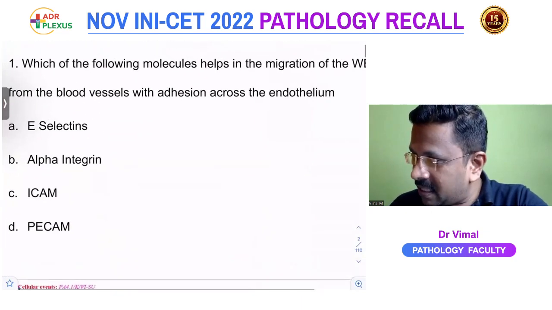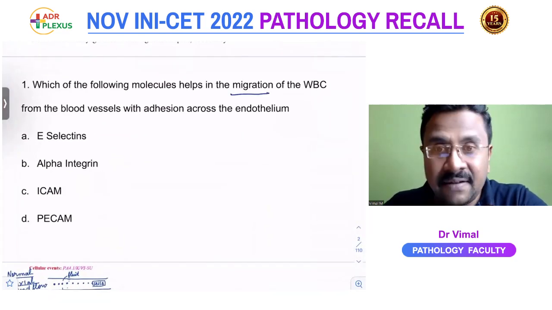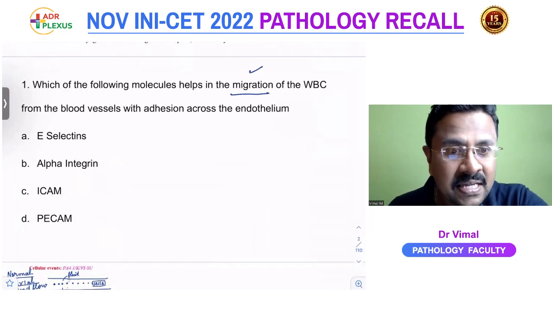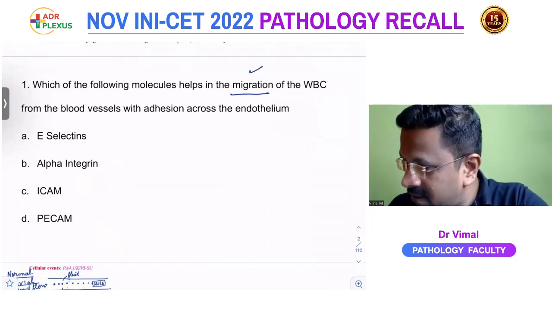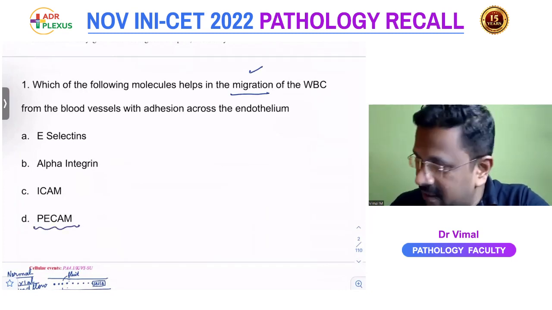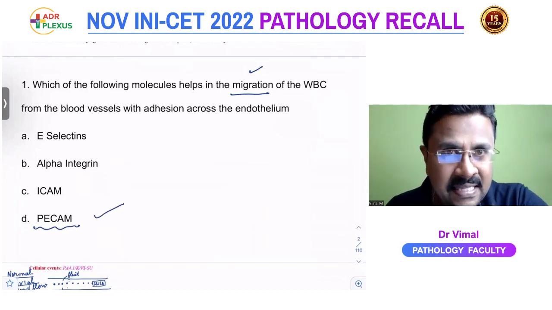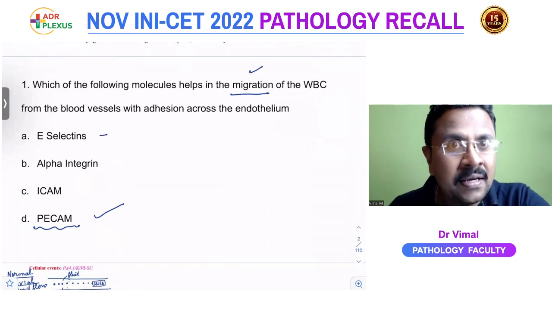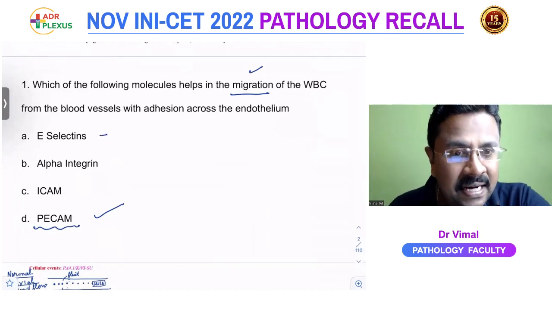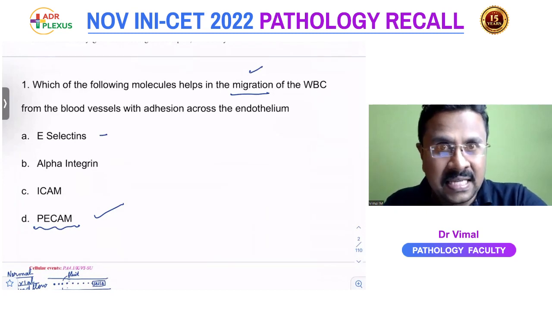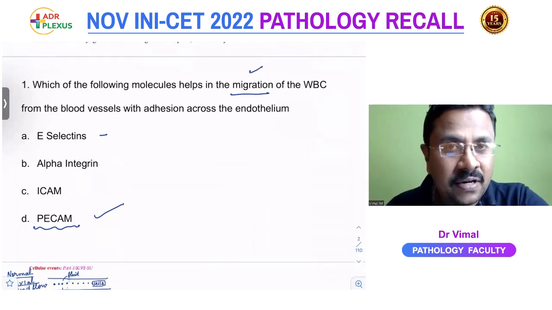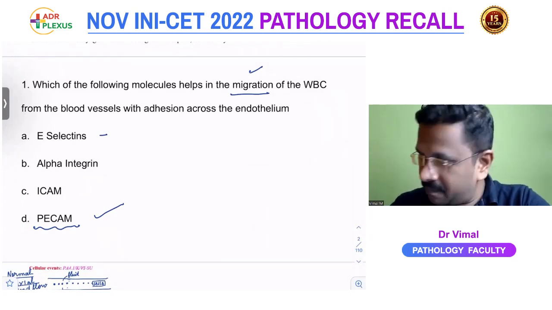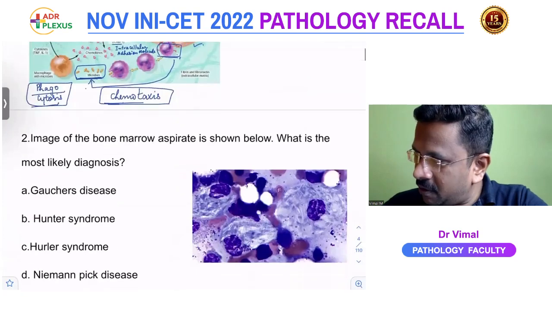Since they have asked about the migration of the WBC, the correct option will be PECAM, that is CD31. So E-selectins help in rolling, integrins and ICAM help in the adhesion of the cells, and PECAM helps in the migration, that is transmigration or diapedesis. So let us move on to the next question.